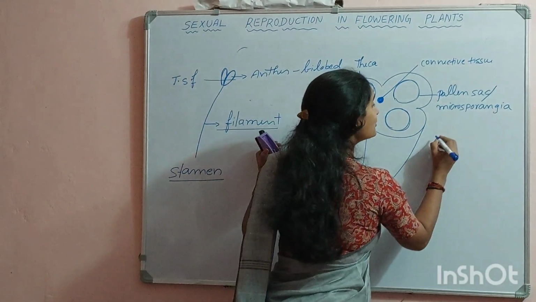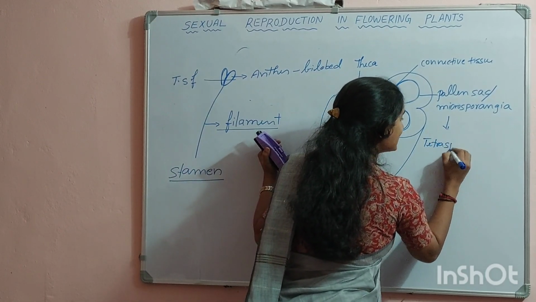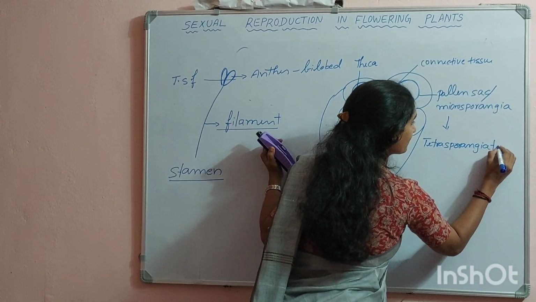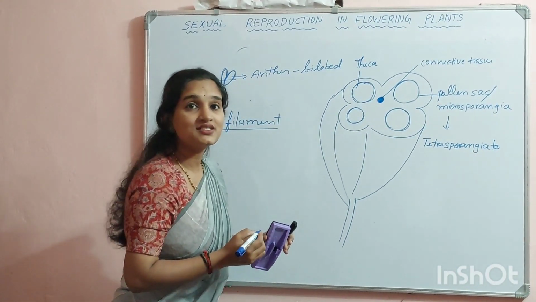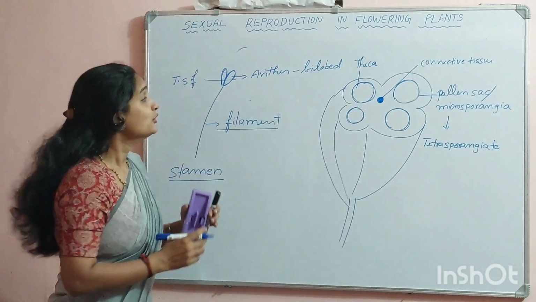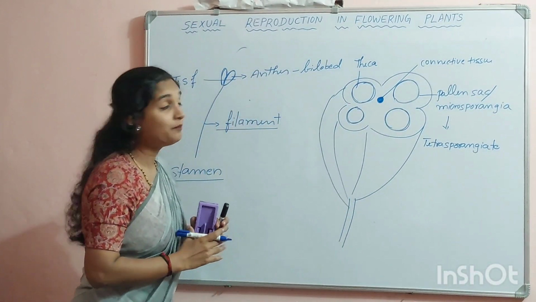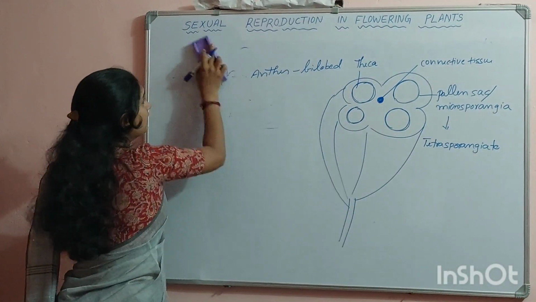So the anther is also called tetrasporangiate. The anther is dithecous or tetrasporangiate. So next let us study the structure of microsporangia. Very important 5 marks question.